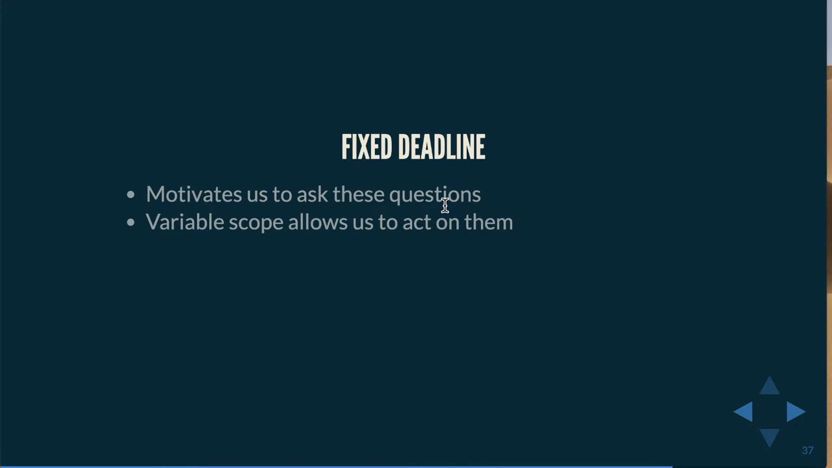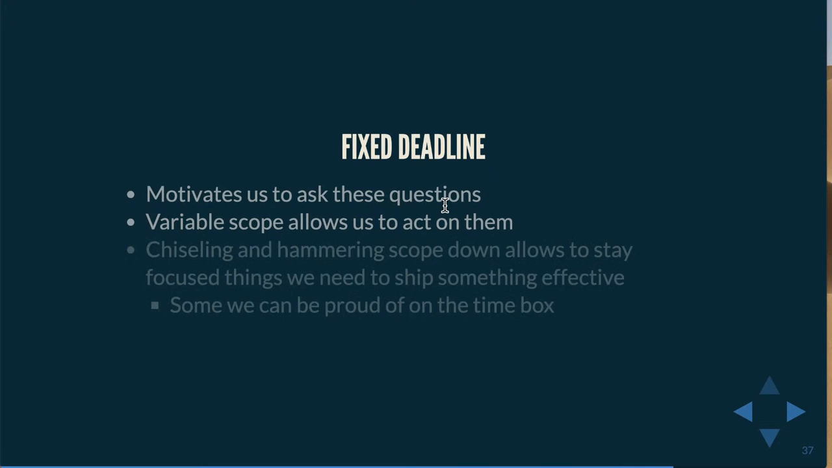Making the scope variable allows us to act on them. Chiseling, they introduced another word, I guess to indicate paring down. Hammering scope allows you to stay focused on things we need to ship, something effective. Again, effective is the key word for the questions on the previous slide. We want to ship something that we're proud of within the restraints of the time box.